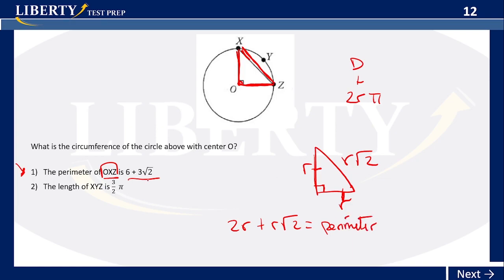And they tell you 6 plus 6, so it just fits, right? 3 plus 3 square root of 2 is the perimeter. That's what they're telling me. So the radius is 3. And that's what we needed. We needed the radius. So the first one gives us the radius.